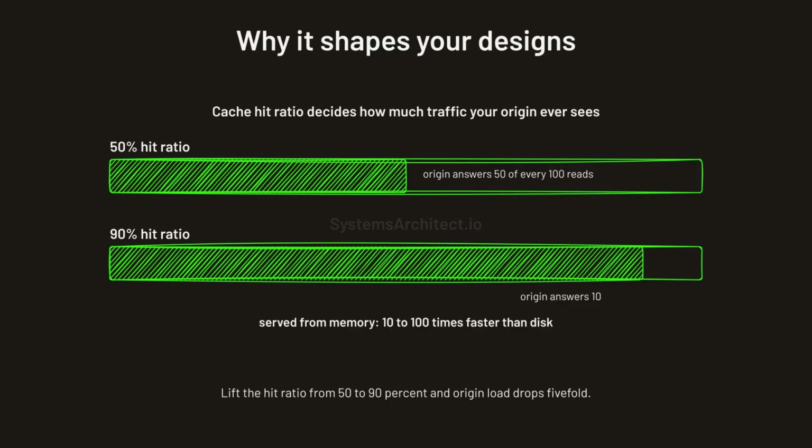A cache hit is a request served from the cache. A miss falls through to the origin and pays full price. What is a cache hit ratio? Your cache hit ratio is the share of requests answered without touching the backing store. You push that hit rate from 50% to 90% and origin load drops fivefold. Reads from memory are commonly 10 to 100 times faster than disk-backed storage. Knowing this lets you cut latency and cost without rewriting the application.